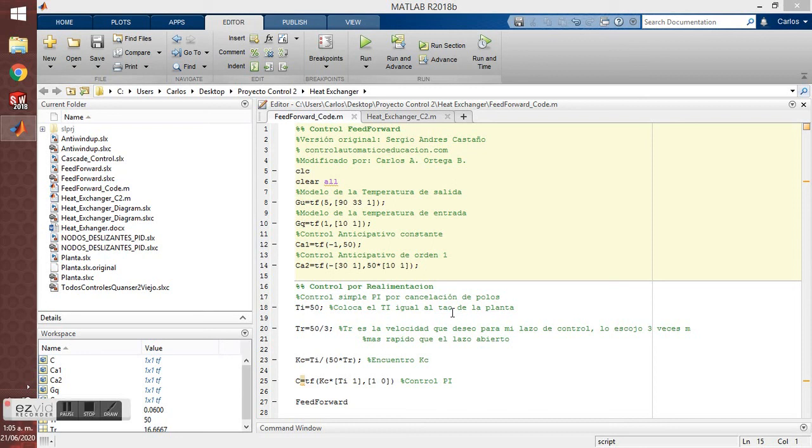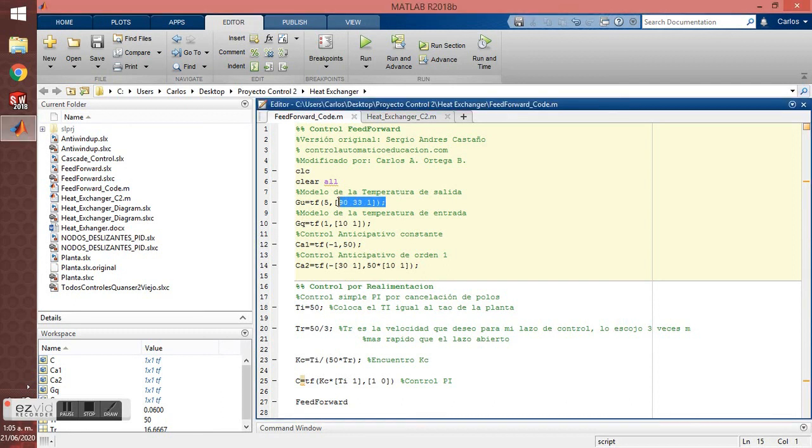Finally, we have the code made for the feedforward control. For this, the outlet temperature model has been taken, and the inlet temperature model of the heat exchanger. Then we generate a constant anticipatory control taking these values from the previous models. And finally, for the anticipatory control, the input and output models are divided as follows.